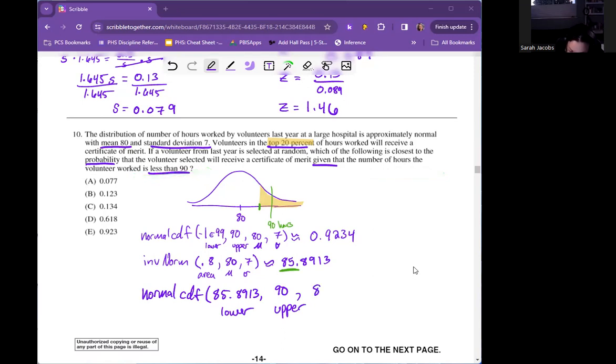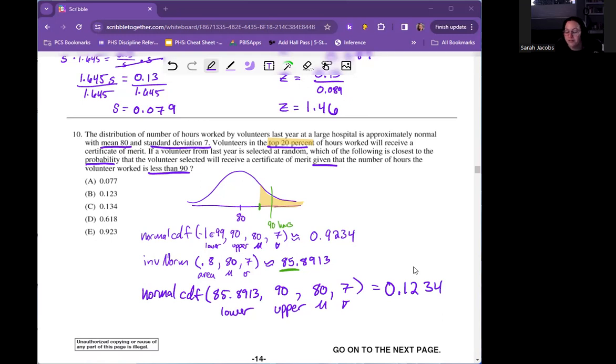And then our mean and standard deviation aren't changing, which is a small blessing. Okay, so normal CDF, lower is going to be that 85.8913. Upper is going to be 90. Mean, 80. Standard deviation of 7. And we get 0.1234. Oh, that's really fun.